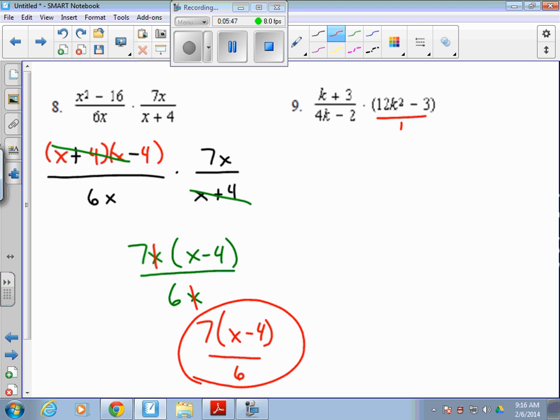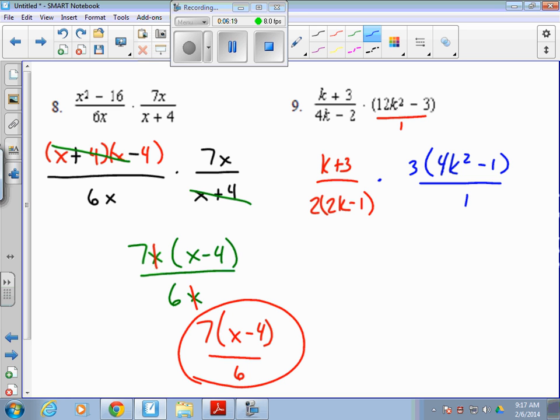And so we factor out each of these. The top, we can't do anything to it just yet: k plus 3. We can take a 2 out of the bottom. 2 times 2k is 4k. 2 times negative 1 is negative 2. And then on the top of the second one, it says 12k squared. You could take a 3 out of that. So 3 times 4k squared minus 1, over 1.